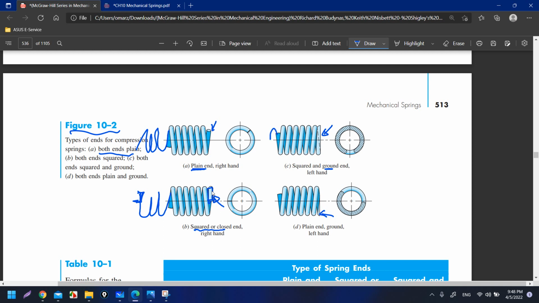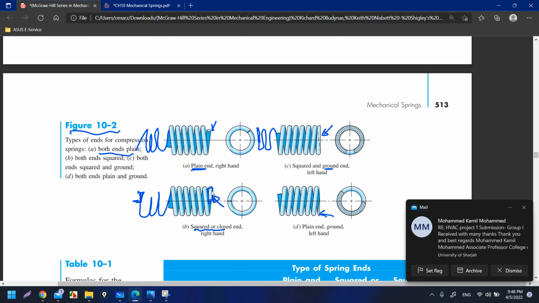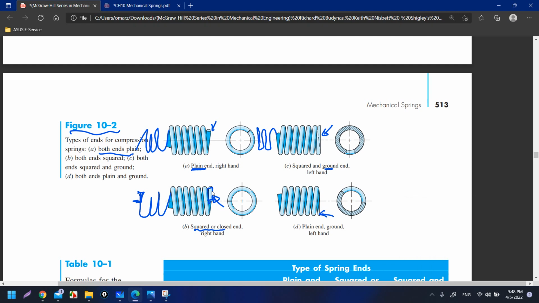If you complete drawing this spring, at the end you will find something like this. Ground means it's not a complete wire. Yani you cut the wire, okay. When you cut the wire, this one is ground, okay. Squared means that the helix angle is 0.